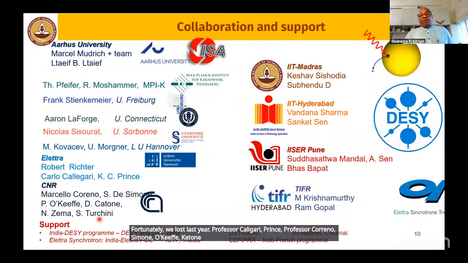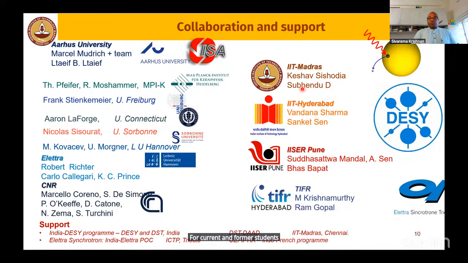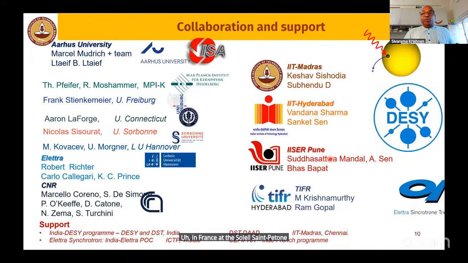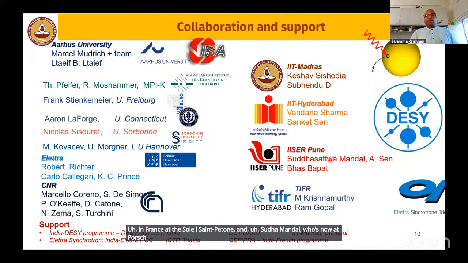Catone, Zima, Toccini from the Elettra synchrotron, and my colleagues, my current and former students at IIT Madras, Dr. Shubhendu De, who is now at Sorbonne University as a postdoc with Professor Sisura, Keshav Sishodia, who will graduate soon, Professor Vandana Sharma in IIT Hyderabad, and our co-jointly guided student Shanket Sen, who's also in France at the Soleil Synchrotron, and Sudha Mandal, who's now at Paul Scherrer Institute in Villigen in Switzerland, Professor Bapat, Arnab Sen, Professor Krishnamurthy, and Professor Ram Gopal, and the funding agencies in India and abroad.